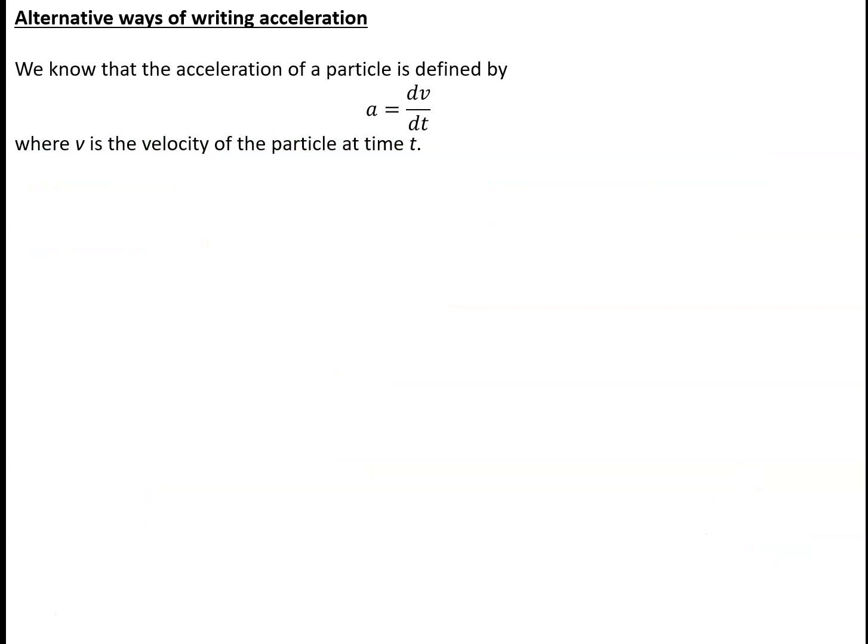The second thing we need to realise is that there's two or three different ways of writing acceleration. We know that acceleration is the rate of change of velocity, so we've got a equals dv by dt. But v is the same thing as the rate of change of the displacement, so we've got v is dx by dt, so we can write a, which is dv by dt, as the derivative of dx by dt. In other words, it's d2x by dt squared.